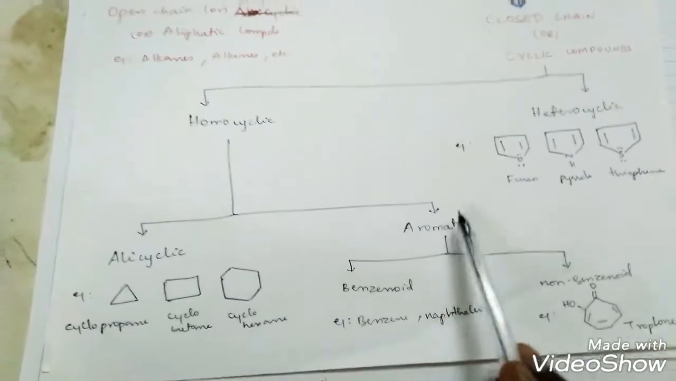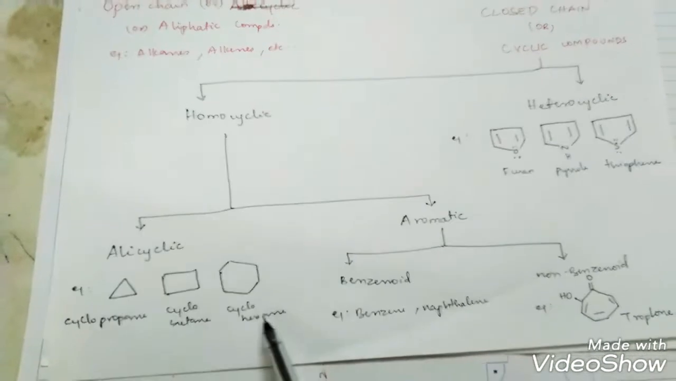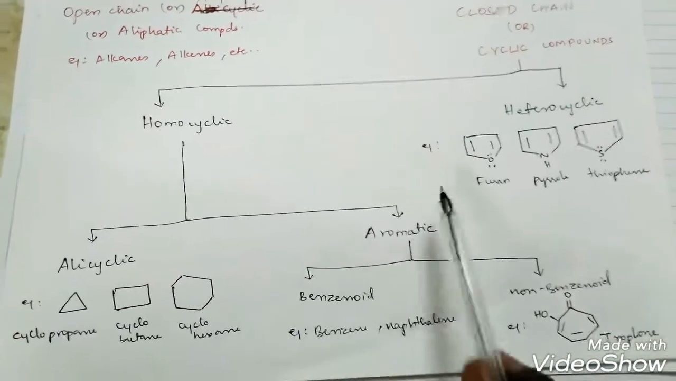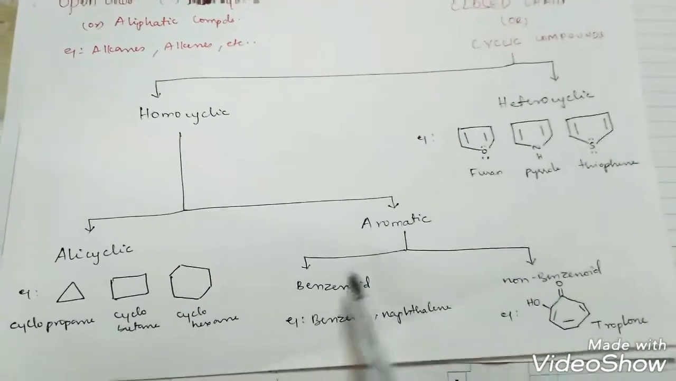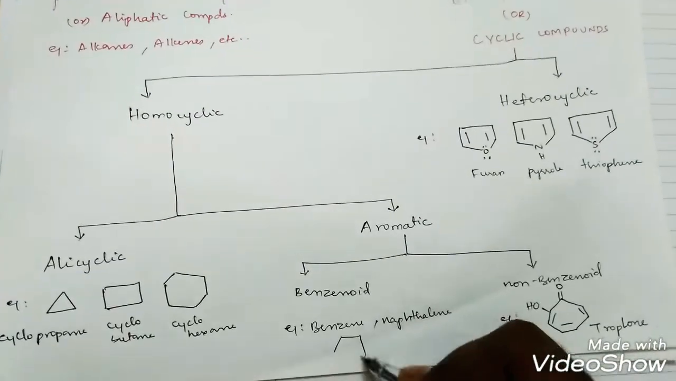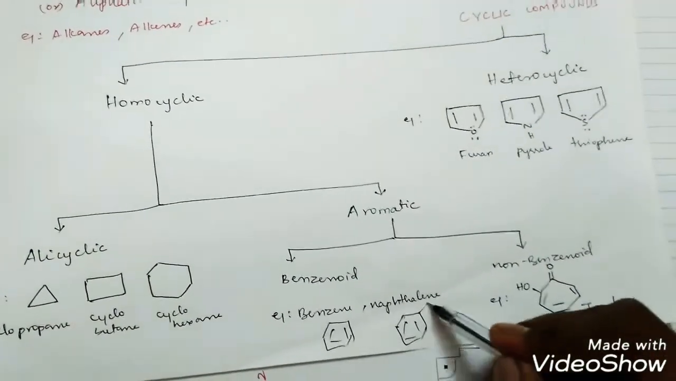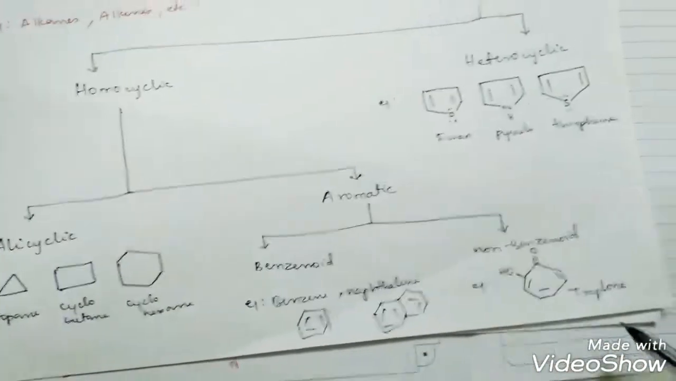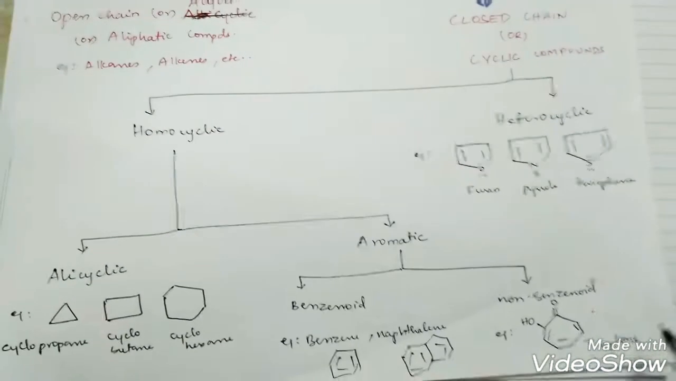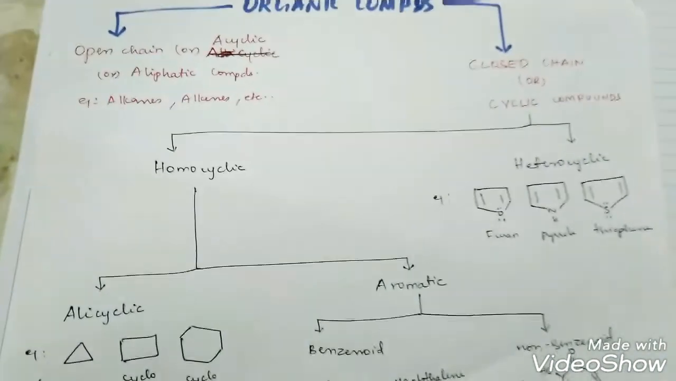One is alicyclic and the other is aromatic. Alicyclic examples are cyclopropane, cyclobutane, and cyclohexane; how to name these is what we will discuss in this video. And the other homocyclic classification is aromatic, which has two types: benzenoid and non-benzenoid. Benzenoid will have a benzene ring with pi electrons. Naphthalene is a combination of two benzene rings. An example of non-benzenoid is tropolone. Now we'll go into the nomenclature of different types of cyclic organic compounds.